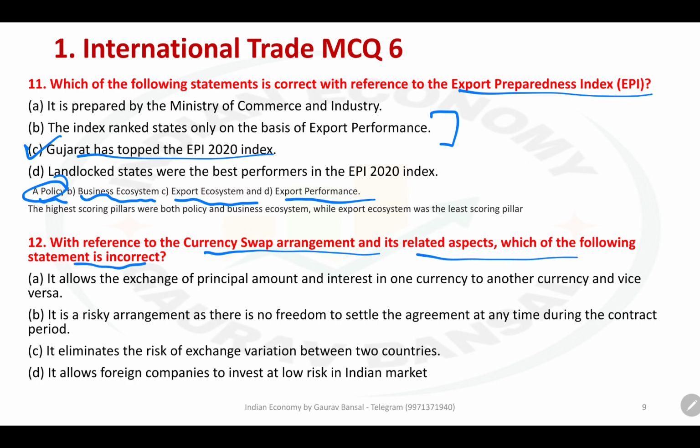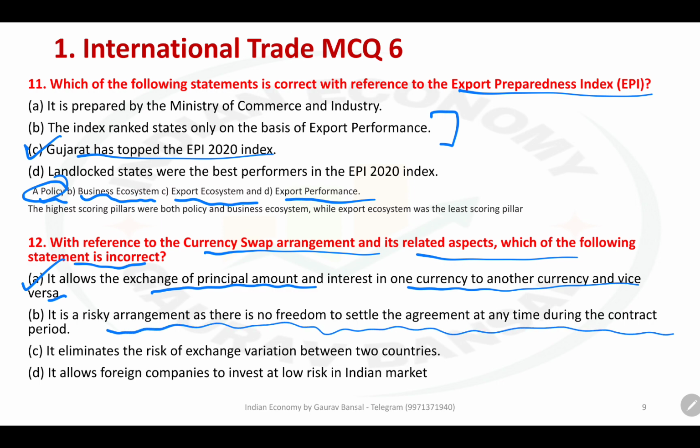With reference to the currency swap agreement and its related aspects, which of the following statements is incorrect? It allows the exchange of principal amount and interest in one currency to another currency and vice versa. That is actually correct. It is a risky agreement as there is no freedom to settle the agreement at any time during the contract period. This is wrong. This is not a risky agreement. This actually reduces the risk. That is why we sign the currency swap agreement. So B is actually wrong and this is the answer because we had to find the incorrect one.